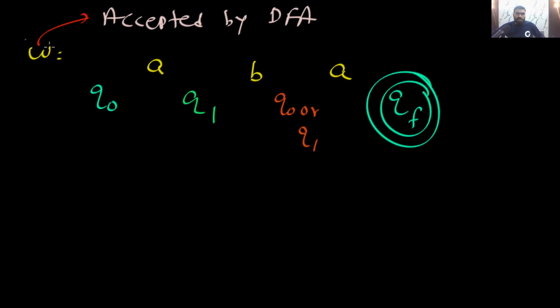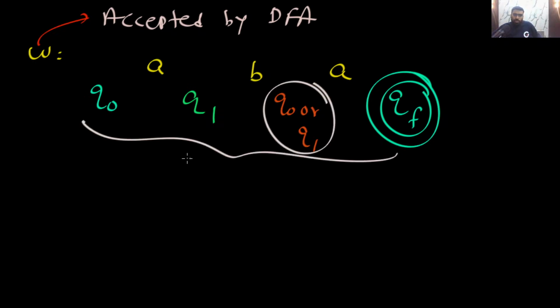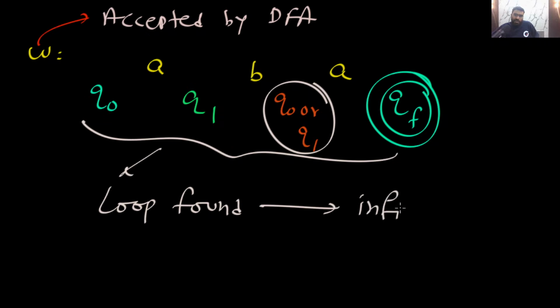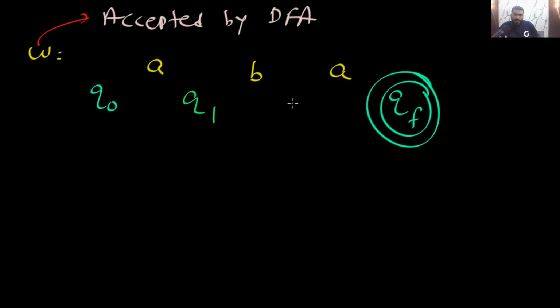If I do this, yes, again I will get a loop. Again loop found means again infinite language. But I want to make sure that I don't get an infinite language. So I cannot do this either. Let me use Q2 and let me use Q3. Let's assume Q3 is the final state.